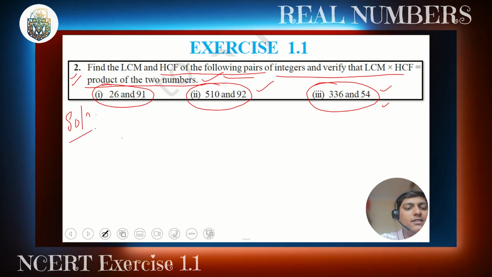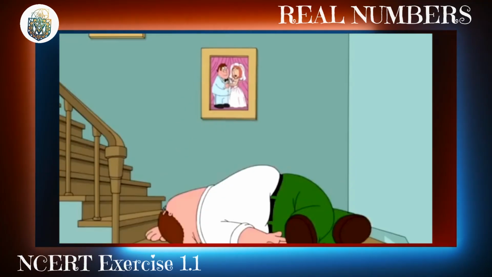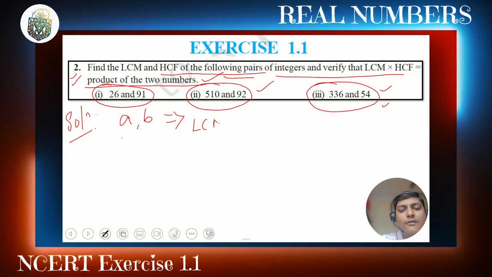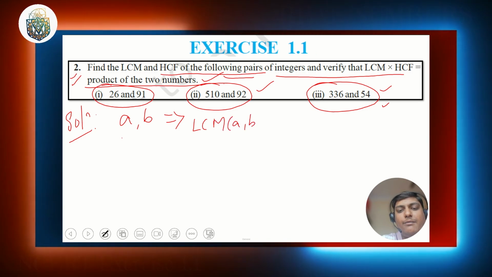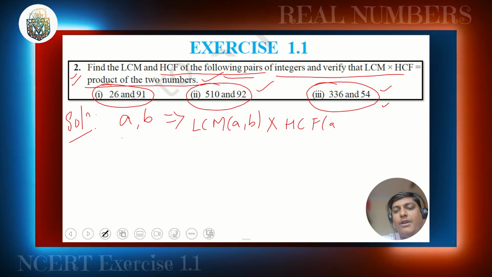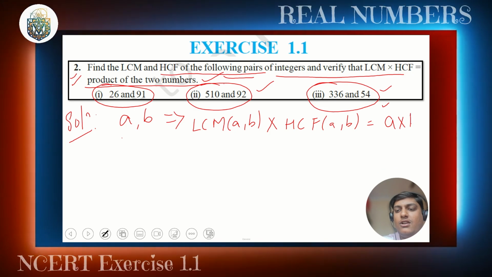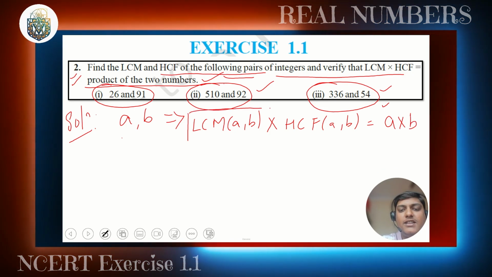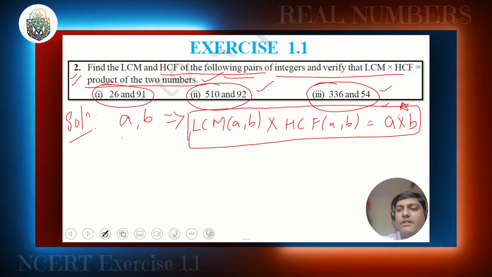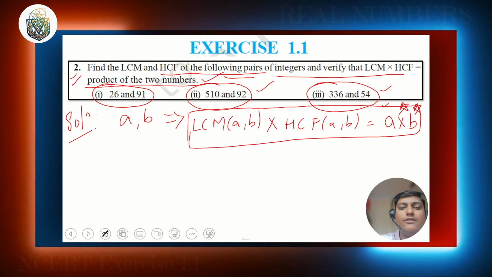Basically this is a very important formula. Please note this. If A and B are two numbers, then LCM of A comma B into HCF of A comma B is always equal to the product of the numbers. It is very important. We will always use this formula in our future problems also.